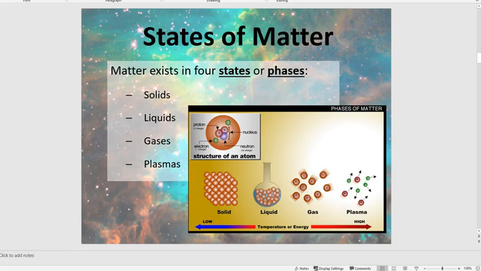Matter exists in 4 basic states or phases: solids, liquids, gases, and plasma. If you look at the figure on the bottom right, you will notice how we would model them or draw them to illustrate what state of matter they are. The lower you get toward solids, we have a low temperature of energy, and to the right, plasmas have a high kinetic energy.